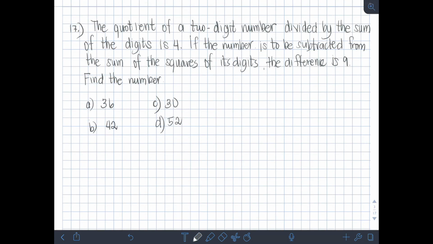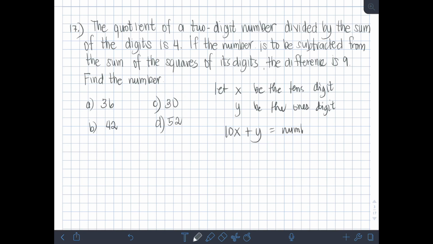Okay? Next, we have the quotient of a two-digit number divided by the sum of the digits is 4. If the number is to be subtracted from the sum of the squares of its digits, the difference is 9. Find the number. Okay, so let x be the tens digit and let y be the ones digit. So therefore, the number will be 10x plus y.